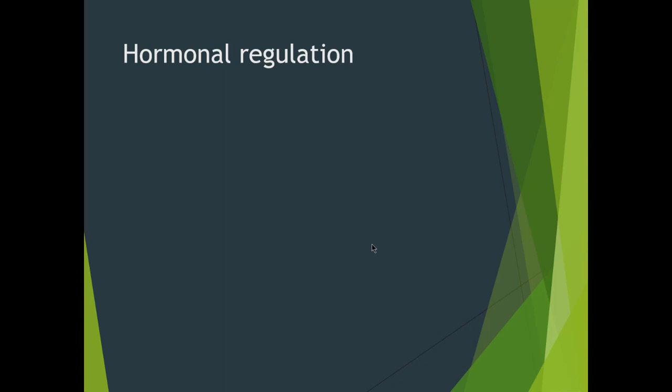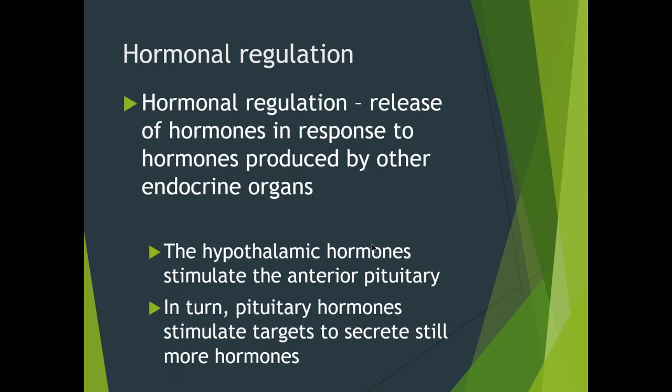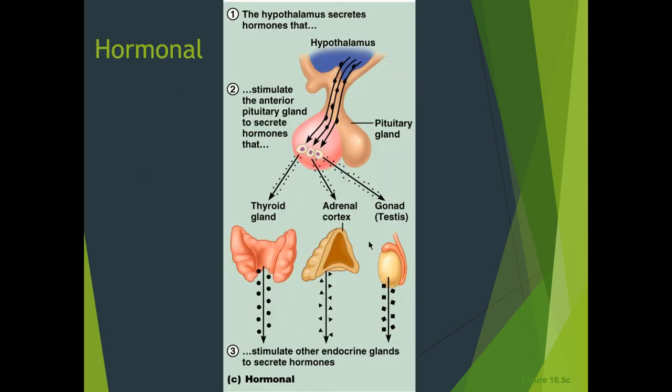And finally, there's one more way in which it's regulated, and that's hormonal. In hormonal regulation, one hormone controls another hormone. One endocrine gland controls another endocrine gland. If you look at that, it looks like this. So look, we have three sets of glands here. We have the hypothalamus, we have the pituitary, and then we have the glands below, the thyroid, adrenal, and gonad.